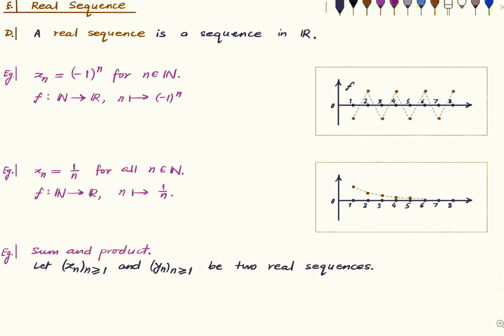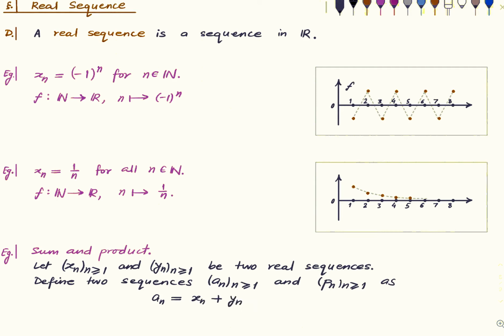Then we may define two sequences, an and pn, as: an is the addition of xn and yn, and pn is the product of xn and yn. So this is for all n.